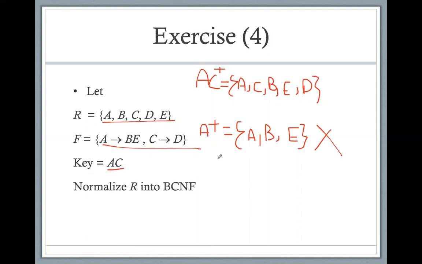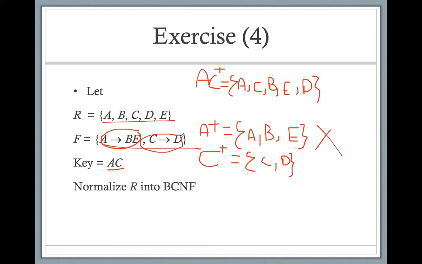Okay, let's check the other. This is a violation of BCNF because A is not a super key. This is also a violation of BCNF because if I compute the closure of C, it only gives me C and D. Hence I have two violations of BCNF, so I have to normalize the table.